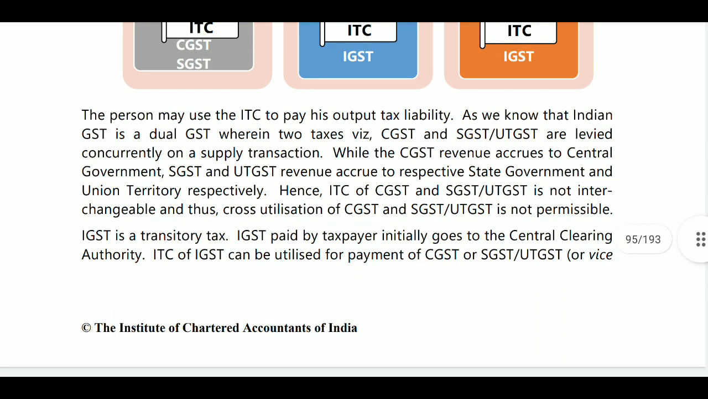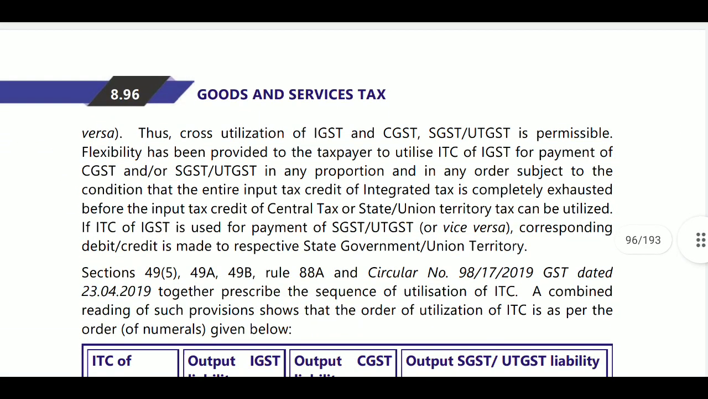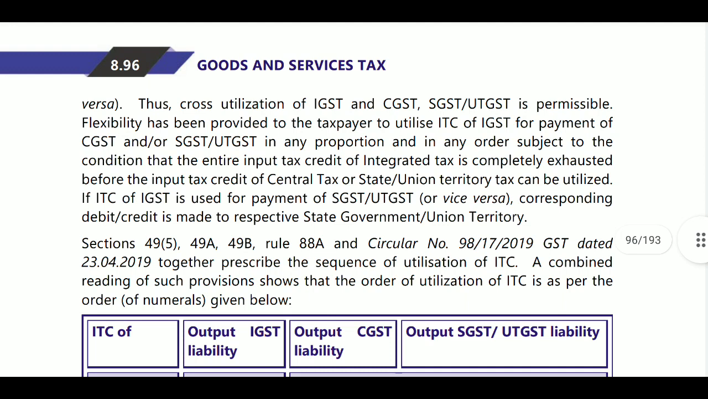IGST is a transitionary tax. IGST paid by the taxpayer initially goes to the central clearing authority. ITC of IGST can be utilized for payment of CGST, SGST, UTGST. So cross utilization of IGST is available, but cross utilization of CGST and SGST/UTGST is not permissible. So flexibility has been provided to the taxpayer to utilize the ITC of IGST.